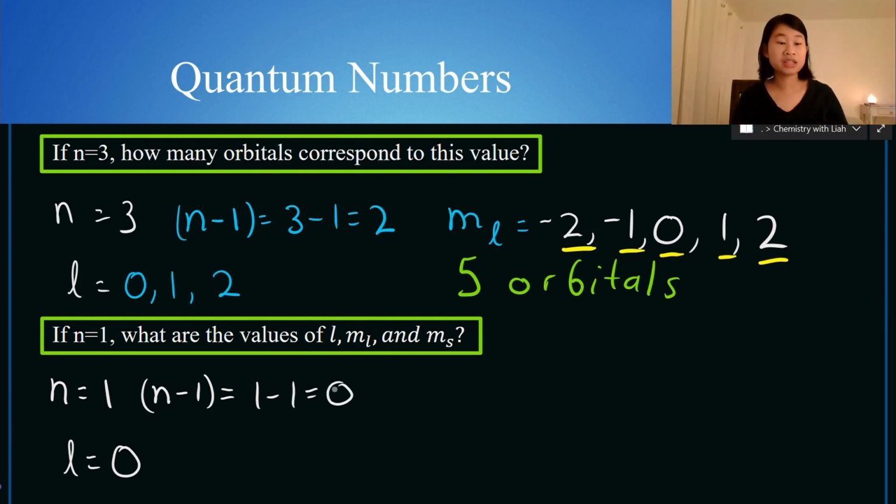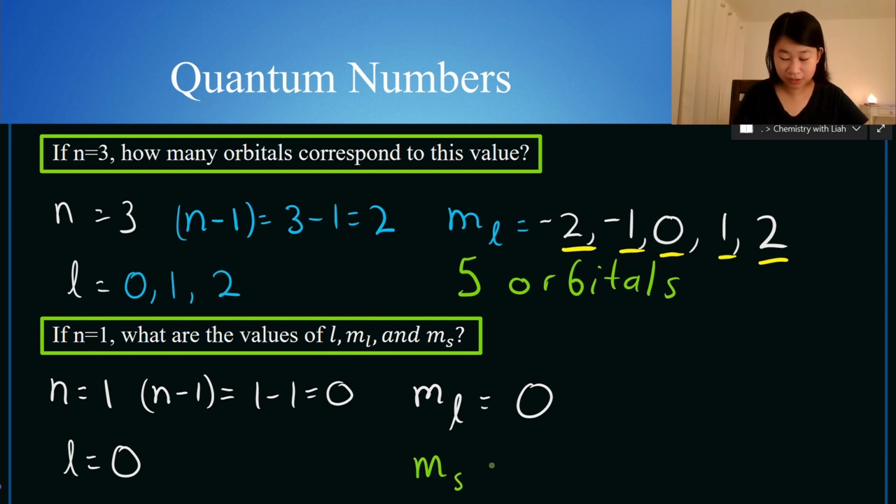So 0 is the maximum L value that we can go up to. Let us find m sub L next. Remember, this is just going to be 0 because we don't have anything else for L. So that's the only thing we can write down for m sub L. The m sub s values only have 2 possible values, and that's going to be positive 1/2 and negative 1/2.